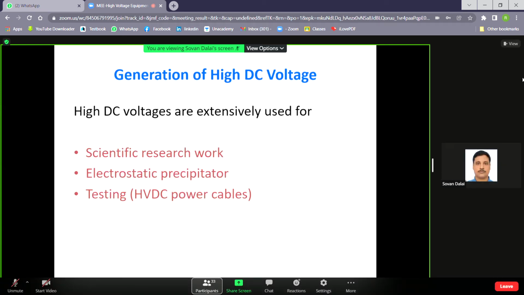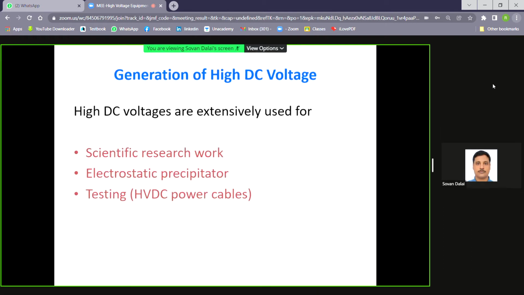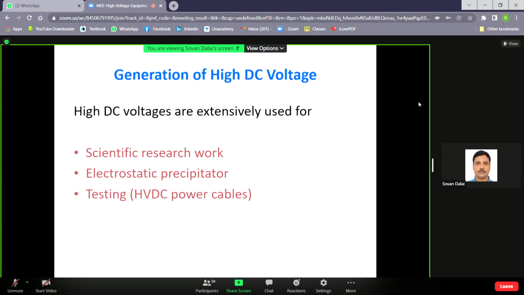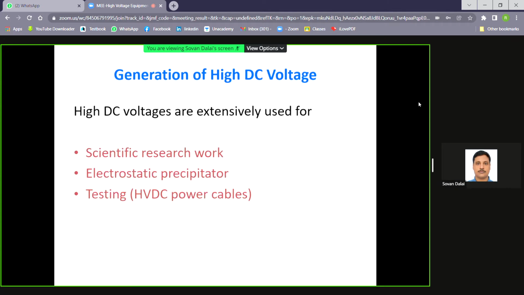So today we will discuss generation of high DC voltage, HVDC generation, and I already mentioned in the first class that this high voltage, whatever may be the form, whether it is AC, DC, or a special type of high voltage called impulse voltage, all are basically generated inside the laboratory. The main purpose is for testing of high voltage equipment.